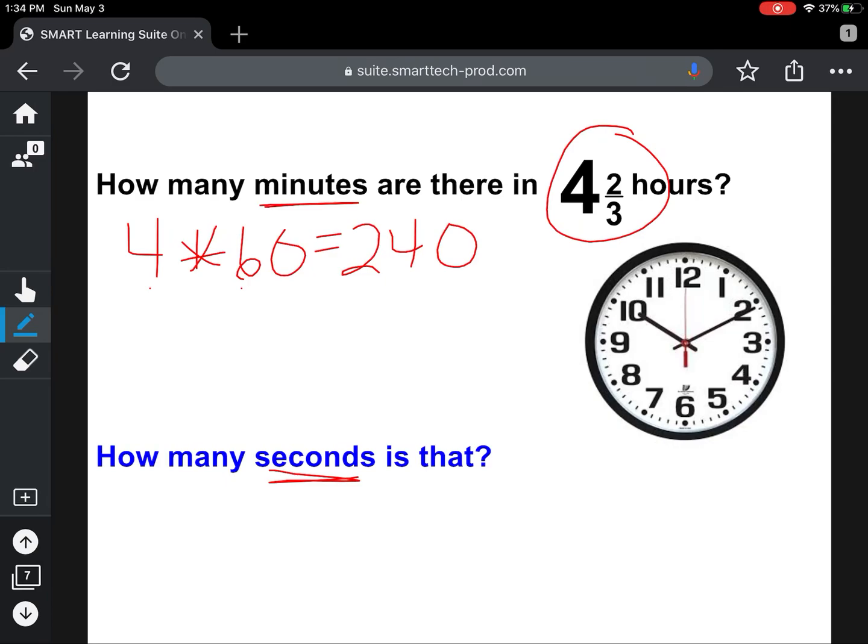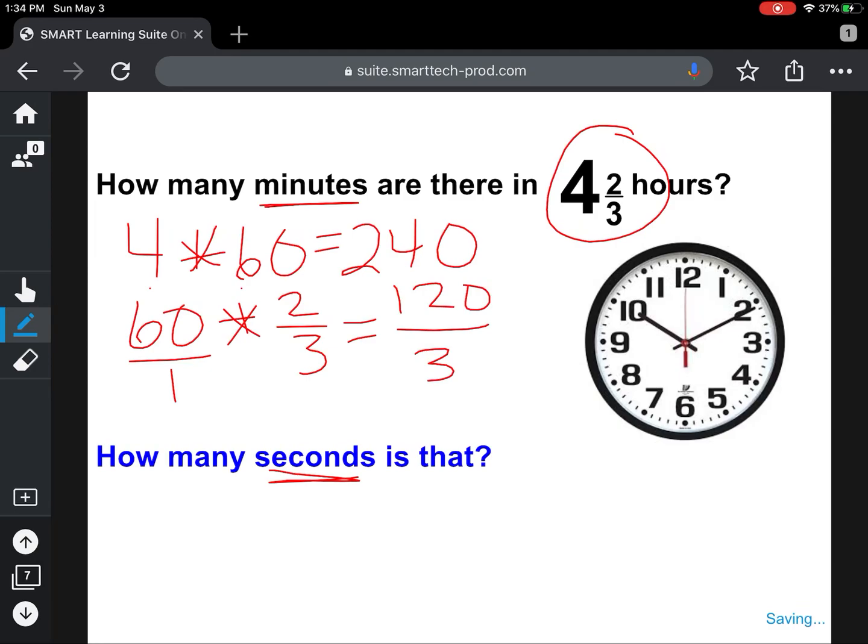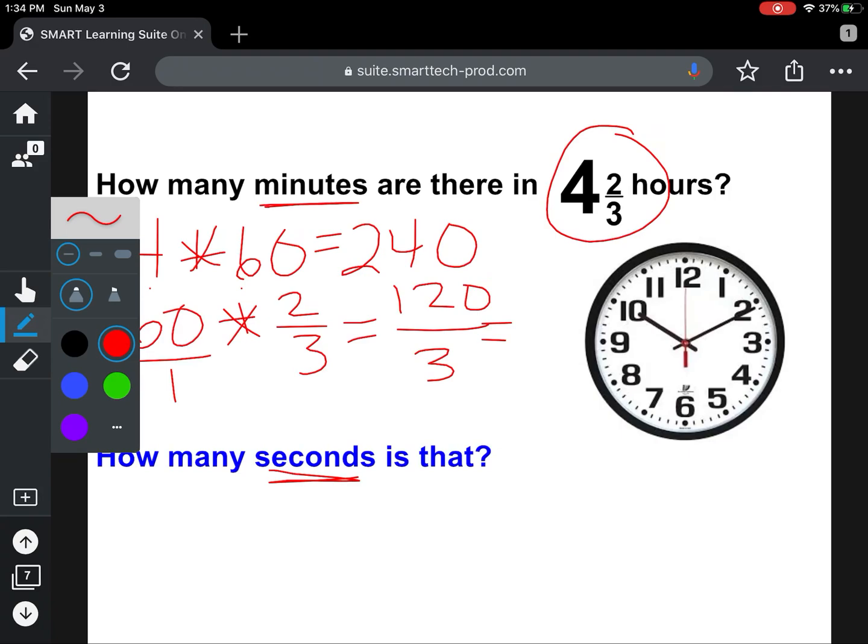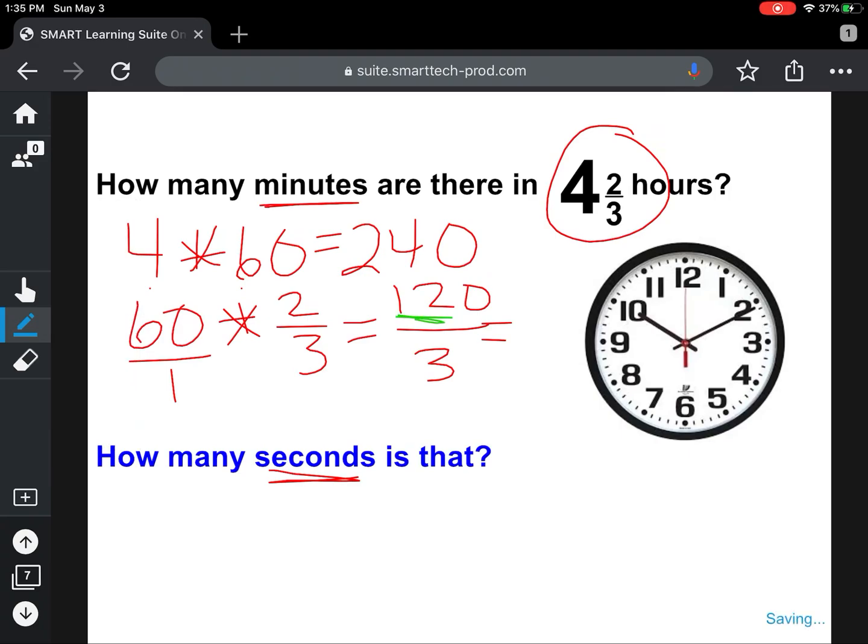Then I have to figure out how many minutes are there in 2/3 of an hour. So I could do 60 times 2/3, put it over 1. 60 times 2 is 120. 1 times 3 is 3, which is an improper fraction, but I could figure out how many times 3 goes into 120. I know 3 goes into 12 4 times, and then add on the 0.